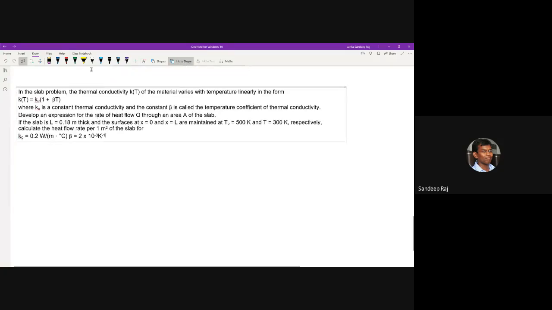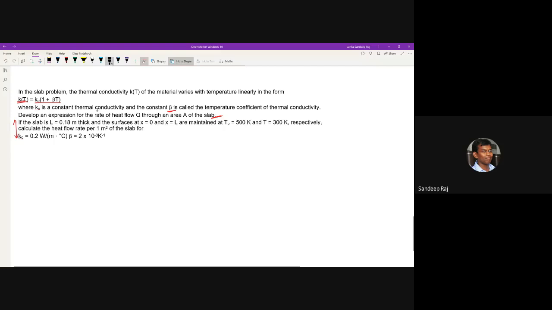So this is your question. In this question, what is given is, he has considered a slab problem, where K of T is K naught into 1 plus beta T. K naught is the constant thermal conductivity and beta is the temperature coefficient of thermal conductivity. He's asking you to develop an expression for the rate of heat flow Q through the area of the slab. Okay, let's do the problem till here, then we'll come to the remaining part.